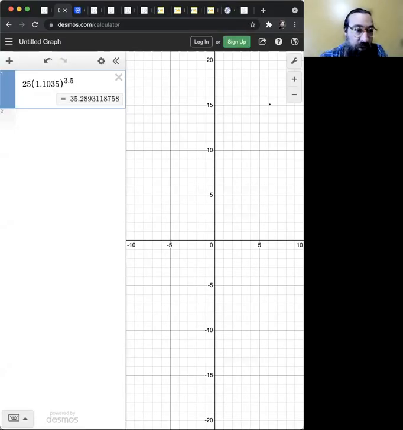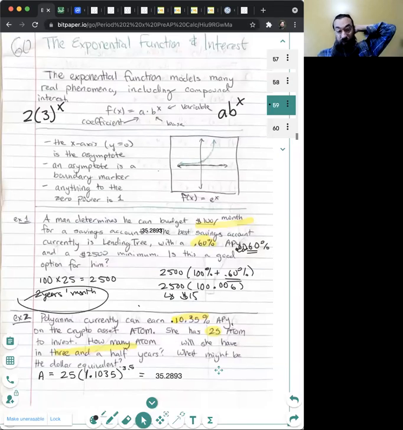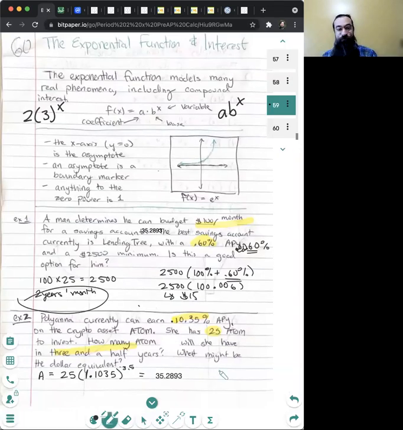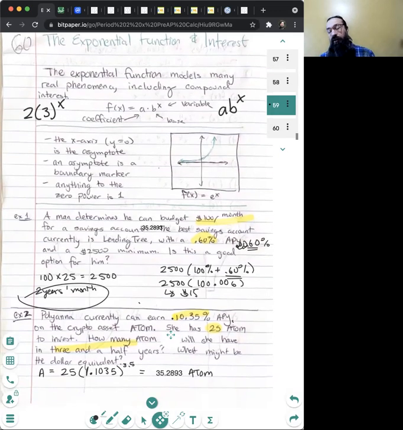All right, so we plugged it into some kind of calculator, and we got 35.2893. Because that's what I said, to round it to 4 decimals, and that's rounded correctly. That's in atom. So that answers the first part of the question. How much will she have in 3.5 years? The next question says, what might be the dollar equivalent? To do that, we need to do some research.